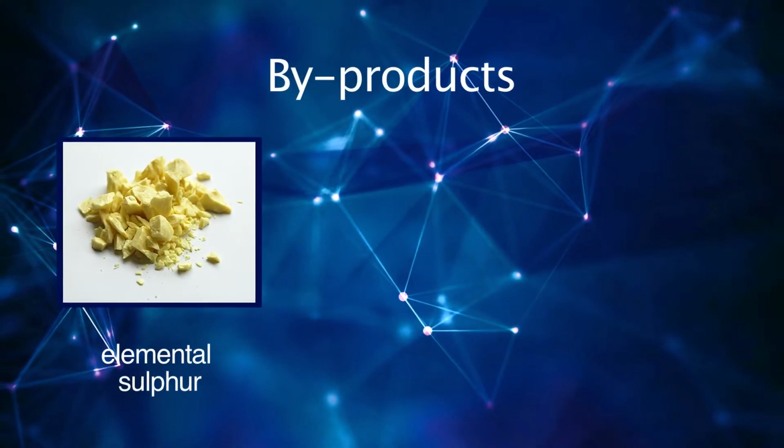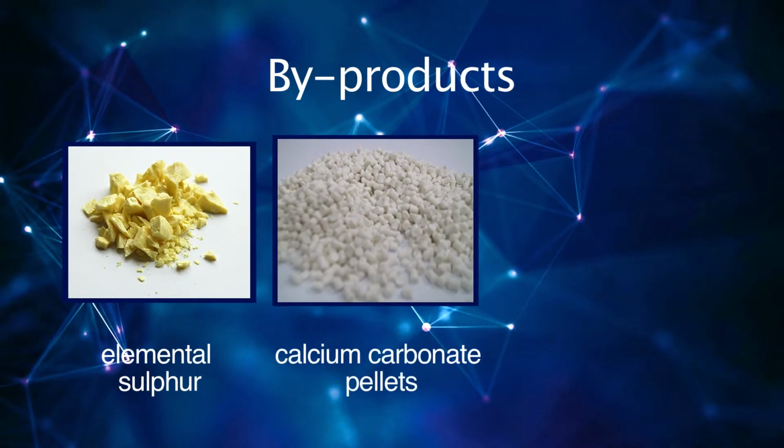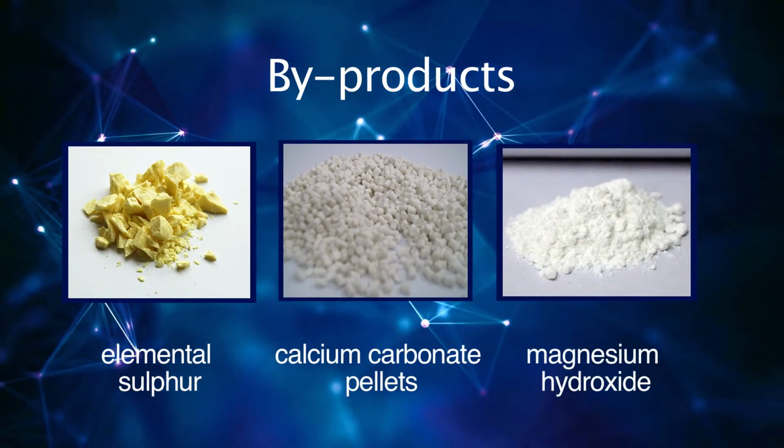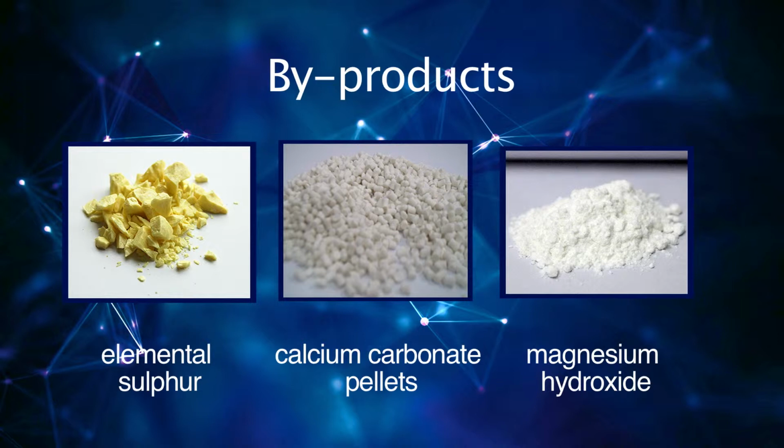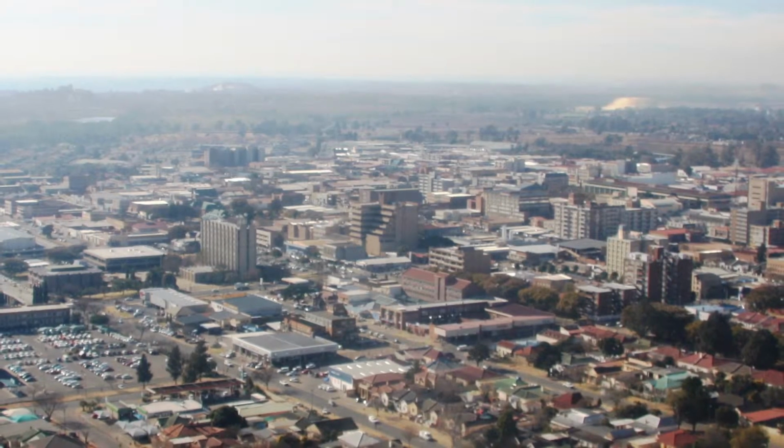Byproducts are produced in the Vitasoft process which have economic value, specifically elemental sulfur, calcium carbonate pellets, and magnesium hydroxide. The elemental sulfur has a very high economic value, and both the calcium carbonate and the magnesium hydroxide can be recycled within the process to save on chemical costs.